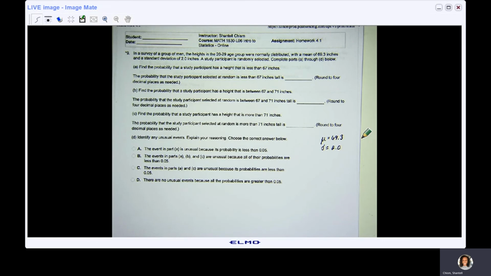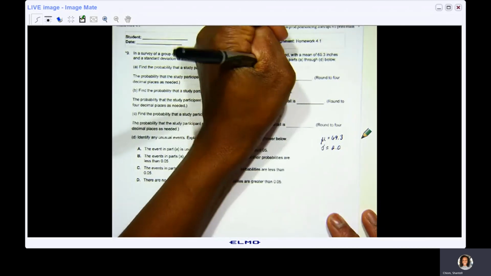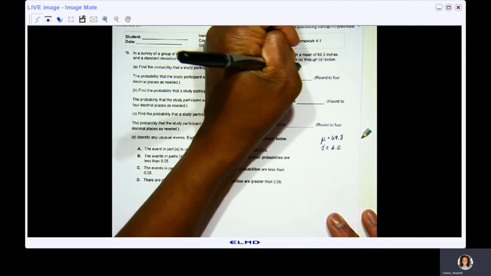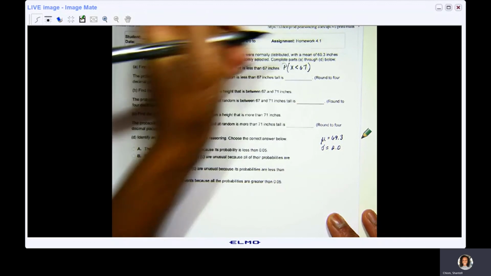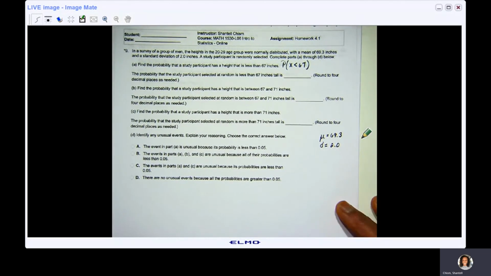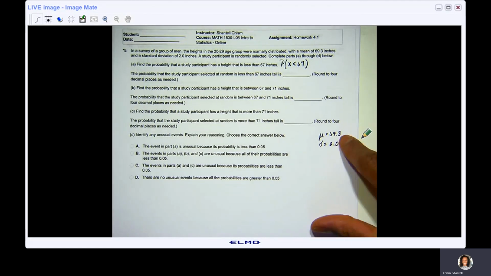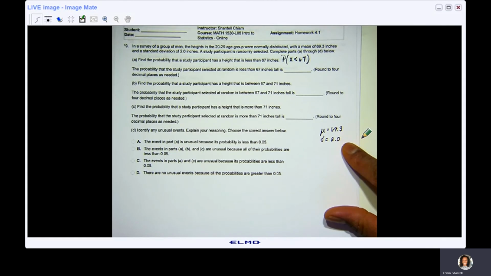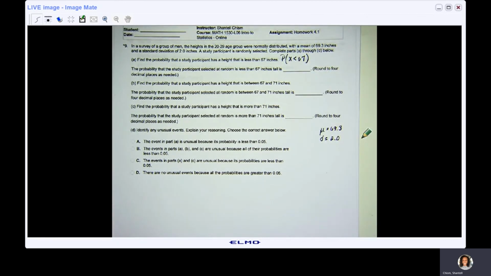So part A says, find the probability that the study participant has a height that is less than 67. So we're looking for the probability that X is less than 67. Okay? That's what we're trying to find on part A. How did I know we were dealing with X? Because I was given a mean and deviation other than 0 and 1. When you're given a mean and deviation of 0 and 1, that's when you're dealing with z-scores, okay? But this is an X random variable.